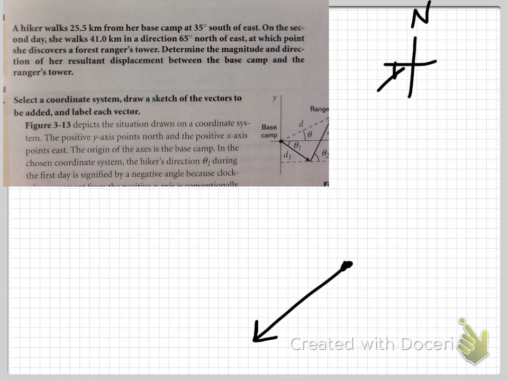Boy, that's a sloppy compass rose. This is why I do use graph paper, though I sometimes ignore it. So this is my 35-degree angle. And this is 25.5 kilometers.